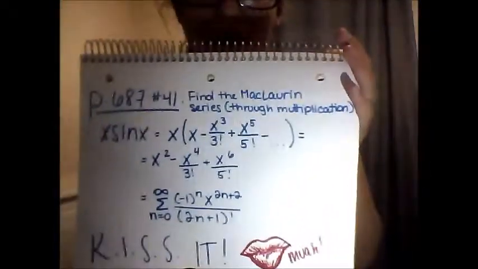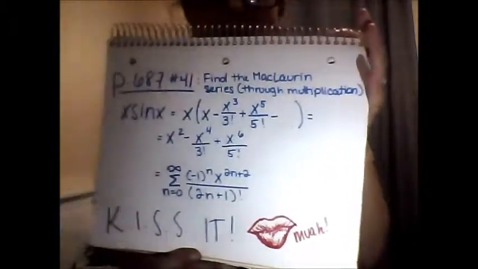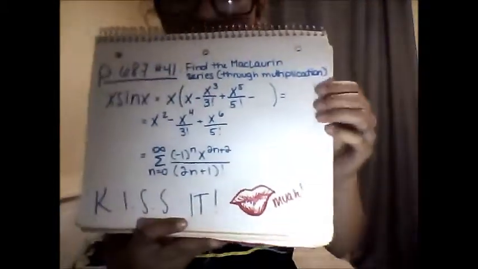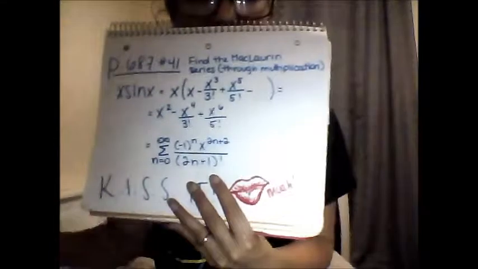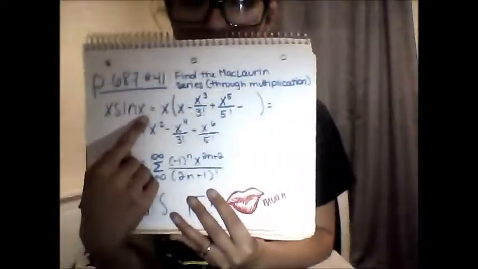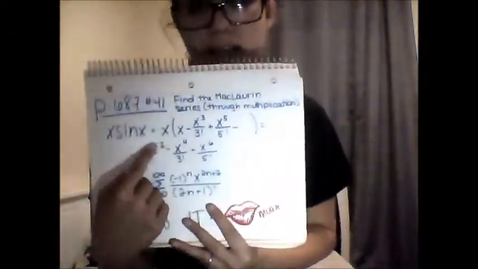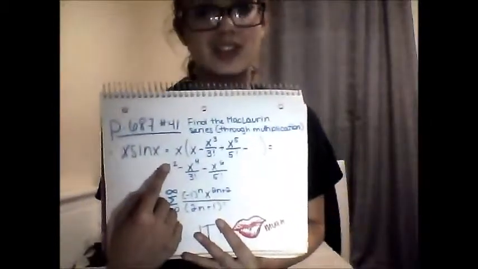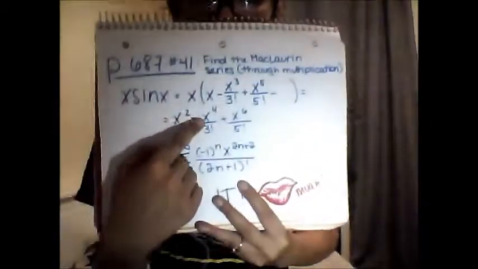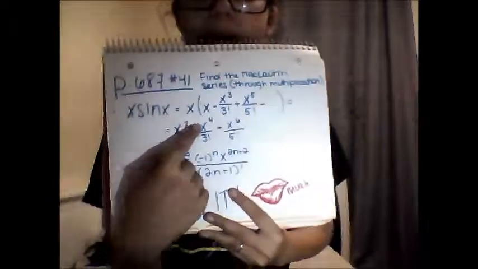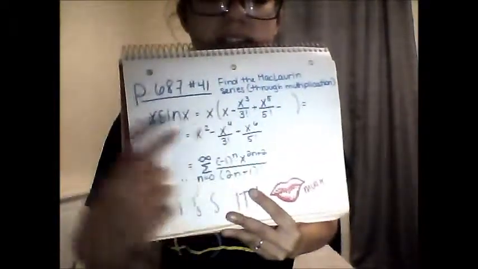This example was found in the book on page 687. It's number 41, and it says, find the MacLaurin series through multiplication. The function they gave us was x times sine x. Now, x is pretty standard. It's not a series. It's just, at this point, a constant variable. And then here's the series for sine x.